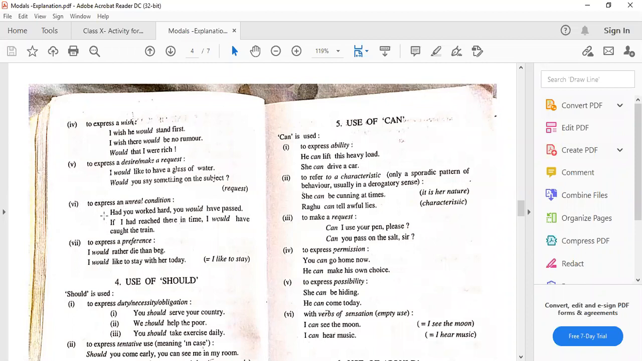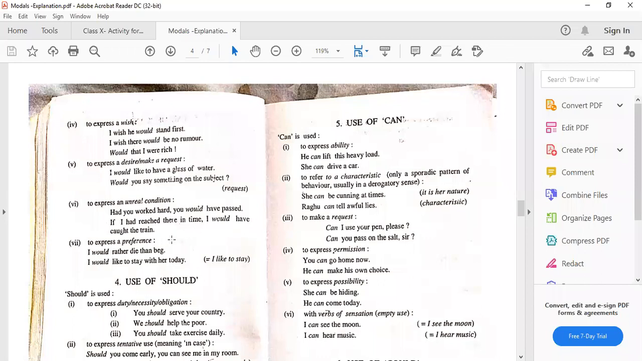To express an unreal condition, ऐसी condition which is unreal, which cannot be fulfilled. This is the third pattern of the conditional sentences. Had you worked hard, you would have passed. If you had worked hard, you would have passed. It's the same thing when we omit if, we bring had in the beginning. Next sentence, if I had reached there in time, I would have caught the train. This is the third pattern of your conditional sentences. Past perfect plus would, could, should, have plus third form.